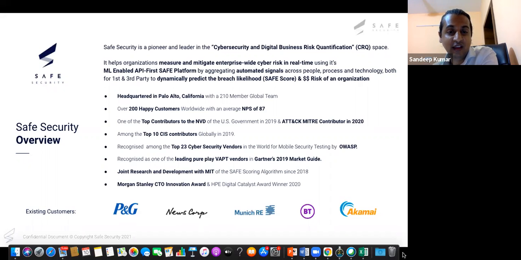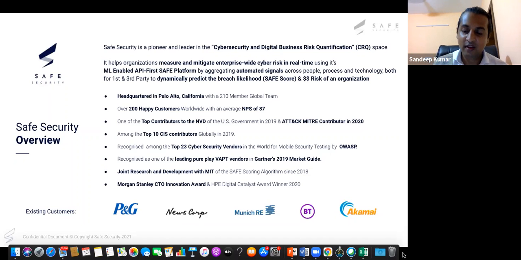What I would like to bring to your attention is that we've been doing joint research and development with MIT Boston with regards to the quantification of enterprise cyber risk. We've gone on to build a scoring algorithm based on the research and development that we've been doing since 2018. And what you also see at the bottom of my screen are some of the logos of the top customers that we work with worldwide, which includes the likes of P&G, News Corp, Munich Re, Akamai, and so forth.